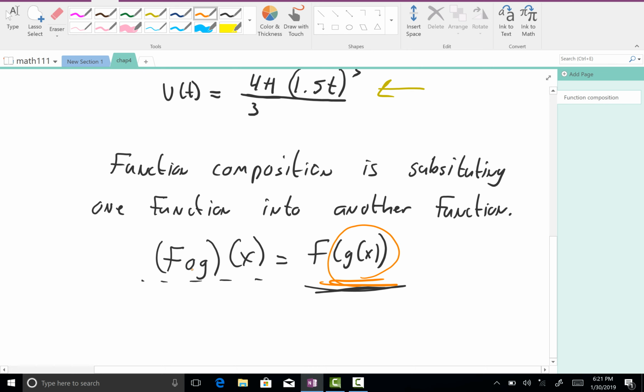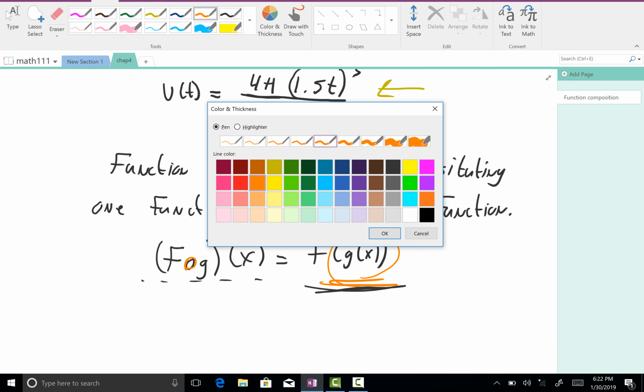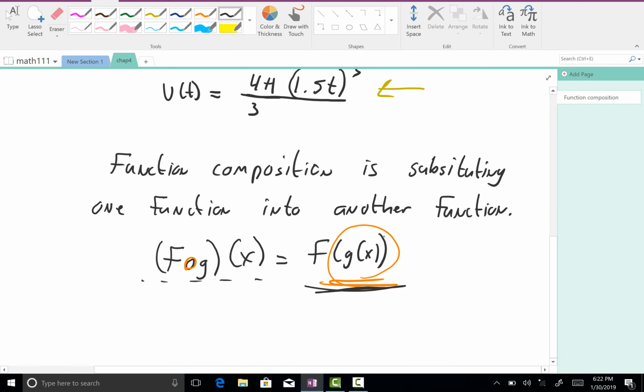Whereas this one's f-o-g and then an x. So I'm not exactly sure what's going on there. It kind of looks like it might be multiplication, but it's not, because this is an open circle, which means that it's composition. So that's kind of the way they like to do it.